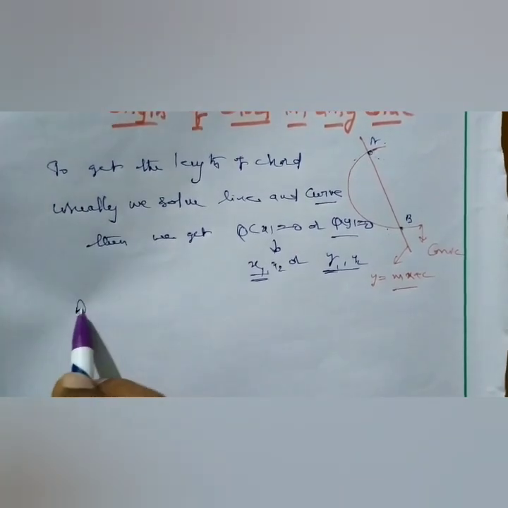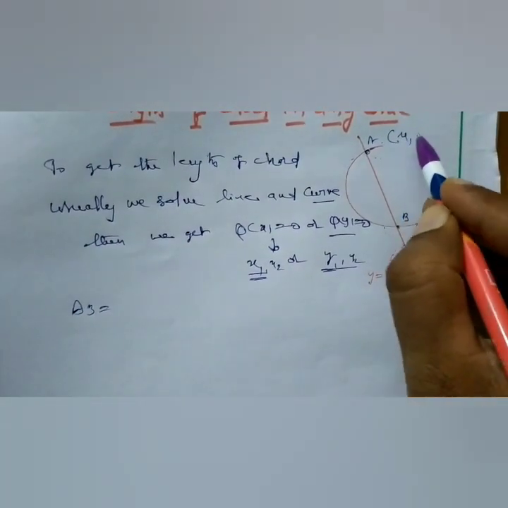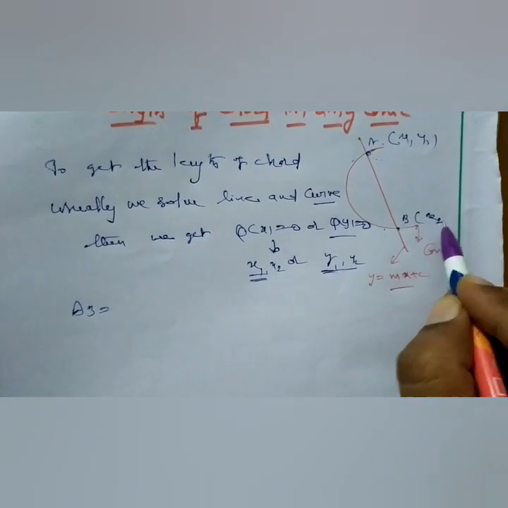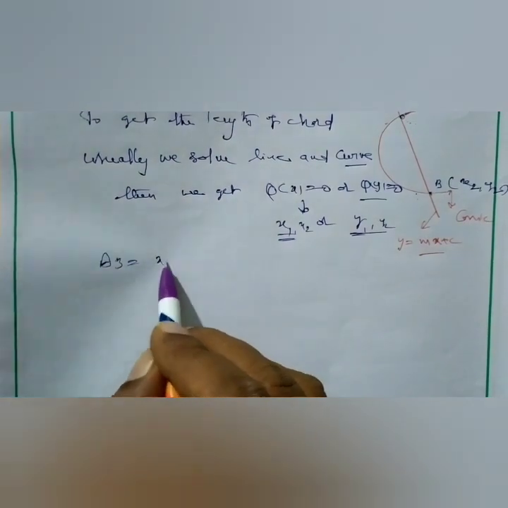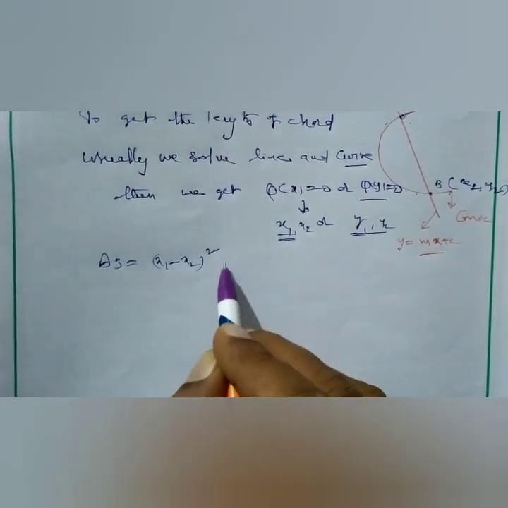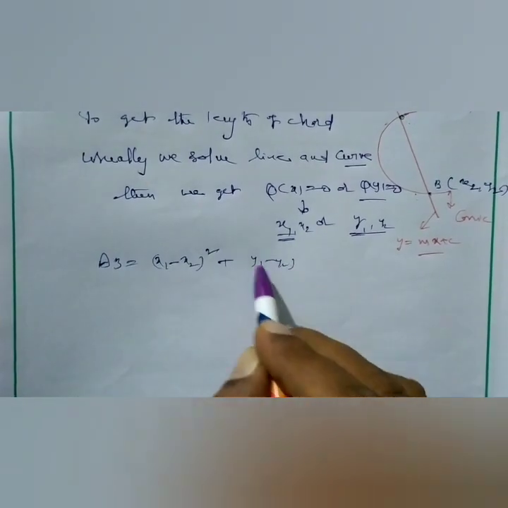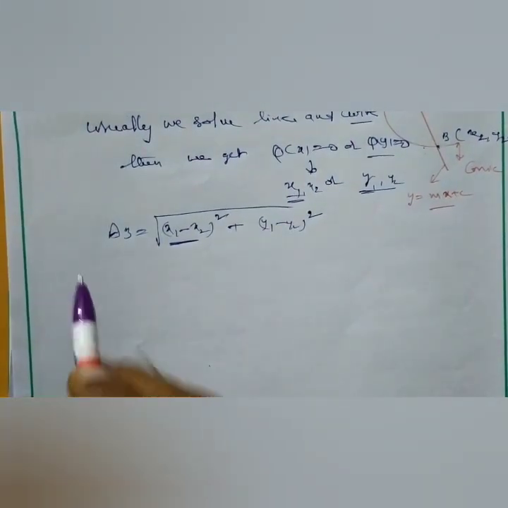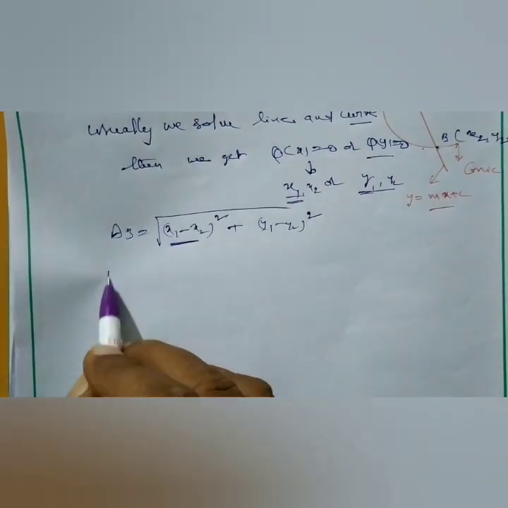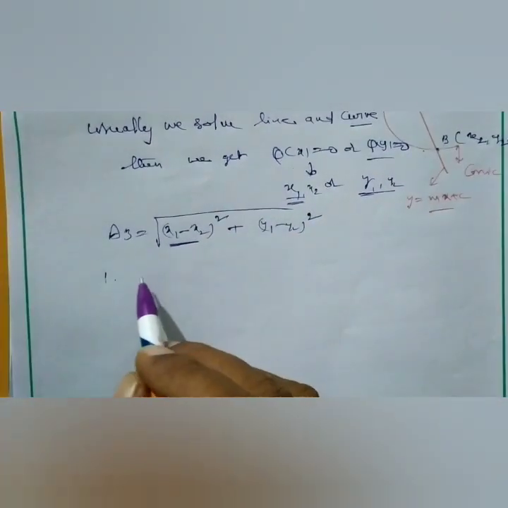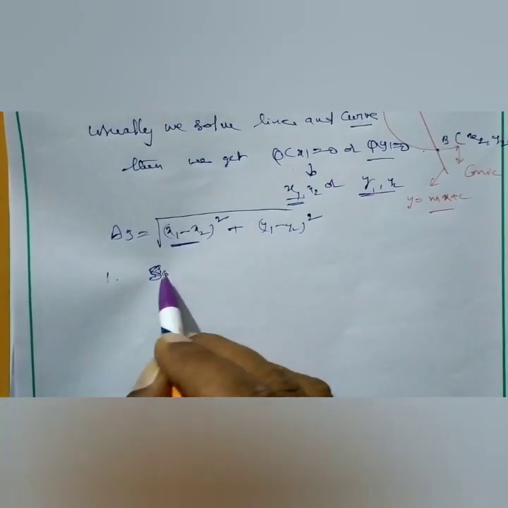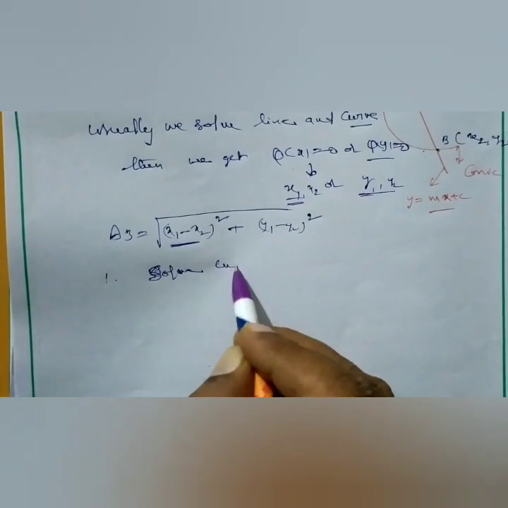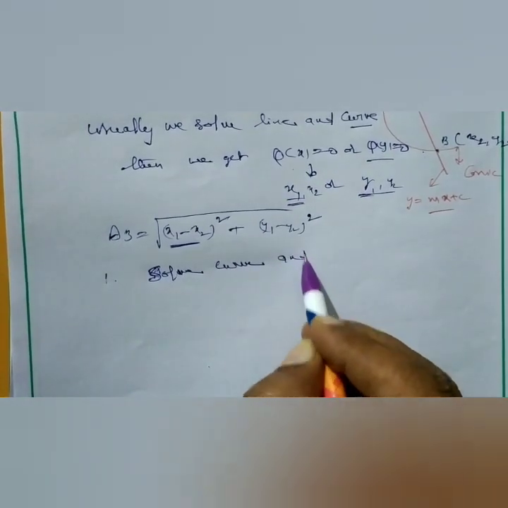The distance formula: AB, if it is the point (x1, y1) and the point (x2, y2), is the square root of (x1 minus x2) whole square plus (y1 minus y2) whole square. Actually this is the distance formula. So the difference of the roots is needed. The steps to follow: first step, we solve the curve and the line.